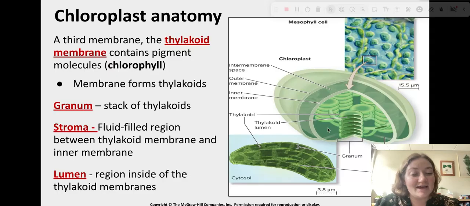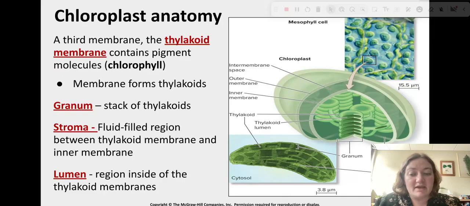And then once you go inside of those two membranes, we have this network of other membranes kind of squished together inside of this chloroplast. And these membranes that are all kind of compacted together are called thylakoids. Right? So these are thylakoid membranes. And within the membranes themselves, this is where we will find the chloroplast pigment. Now, one of these kind of like pancake-looking structures would be a thylakoid. If we put a lot of these thylakoids together into a stack, this is called a granum.